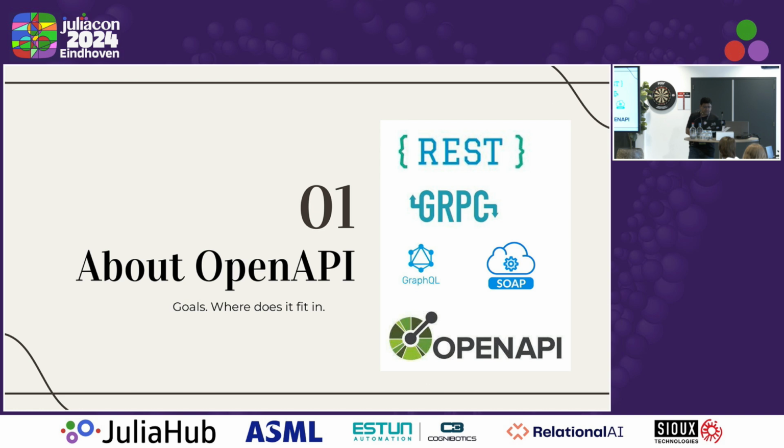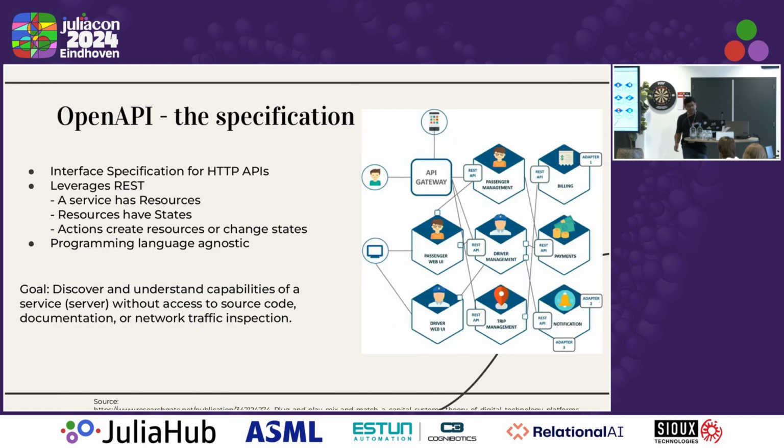So about OpenAPI. OpenAPI is actually a specification, an interface specification for HTTP APIs. It is similar to REST if you have used REST. Similar to REST, it has services on resources, and resources have properties, and actions can act on resources. They can create resources, delete resources, or update their attributes, properties. So this is REST, and OpenAPI is very similar. It just puts a structure to it, right? It is programming language agnostic, similar to REST.